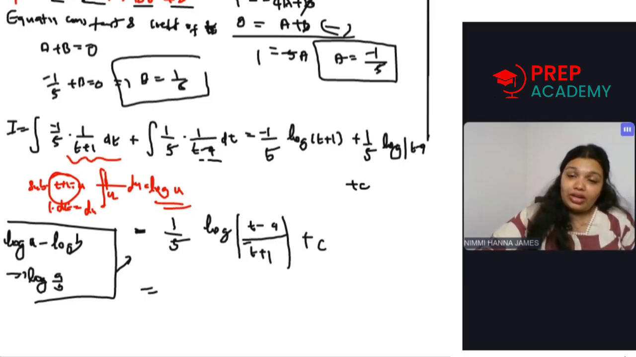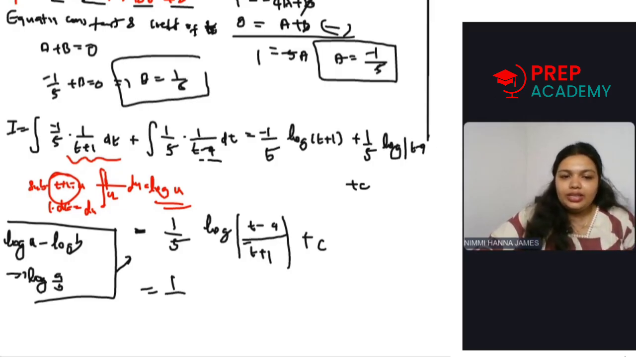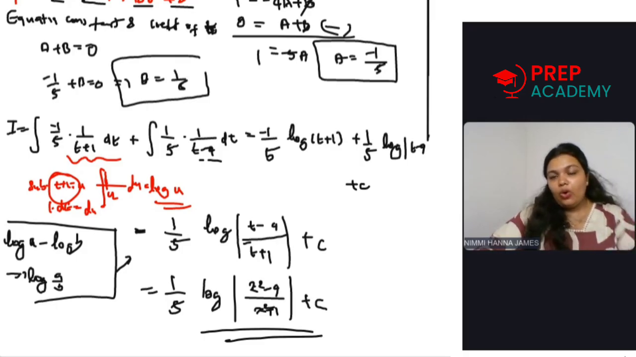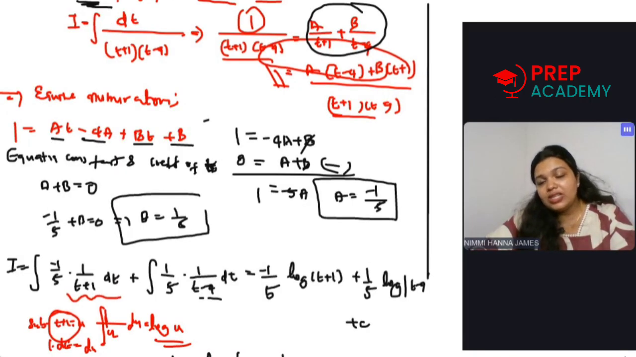And we have to write what is t. What did we write for t? It is x square, correct. So 1 by 5 log mod (x square minus 4) by (x square plus 1) plus c is the answer. Okay, this was a pretty easy question, but we just first made a substitution and then proceeded with the partial fraction method.